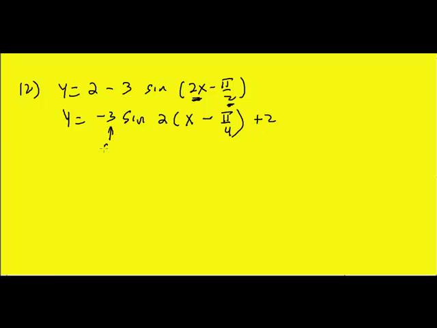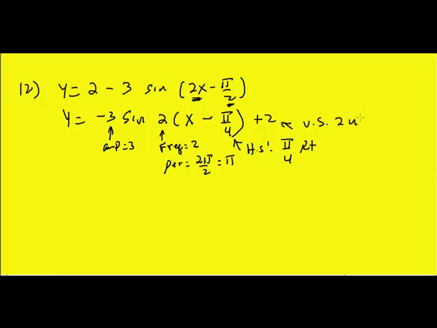This is my amplitude. My amplitude is 3. This is my frequency. Frequency is 2. But frequency also tells me what the period is. So my period is 2 pi divided by 2, which is pi. This is my horizontal shift. That is pi over 4 units to the right. And this is my vertical shift, and that is 2 up.